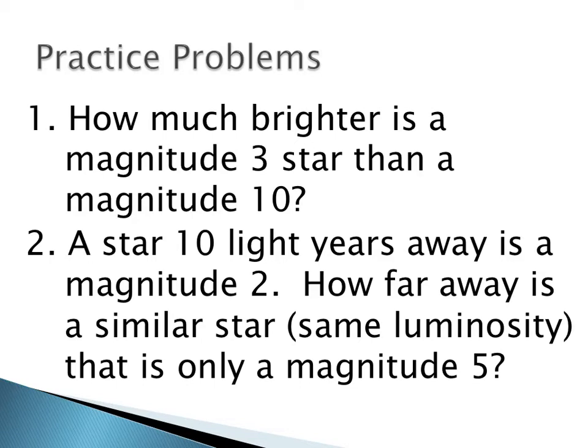And that's a little bit about brightness and the magnitude scale. Remember, the lower numbers are the brighter objects in the sky.